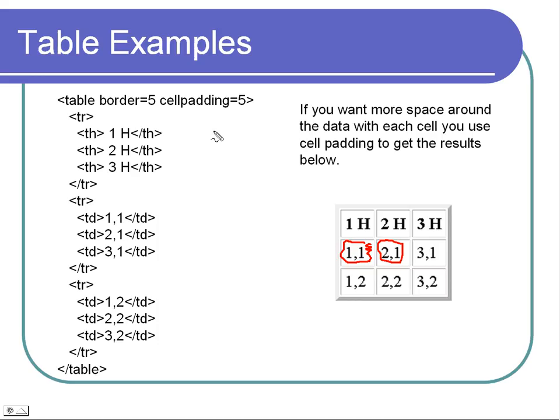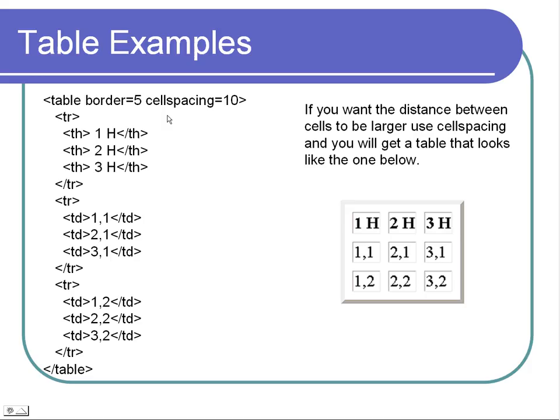Let's go see if we can find an example of that. There we go. Cell spacing now. Notice we have cell spacing. I made cell spacing 10. Look at how big it made this. See? The space between the cells is now 10 pixels rather than being next to each other, like a pixel apart.